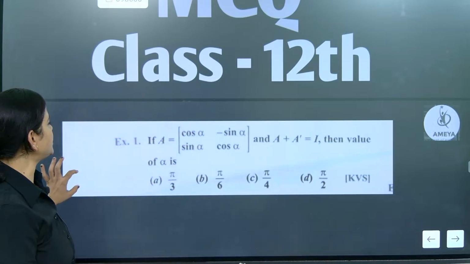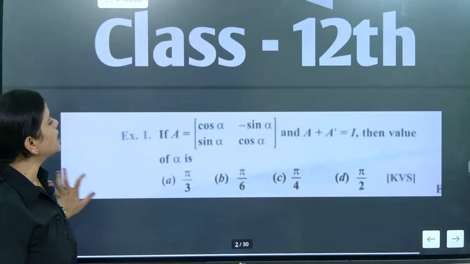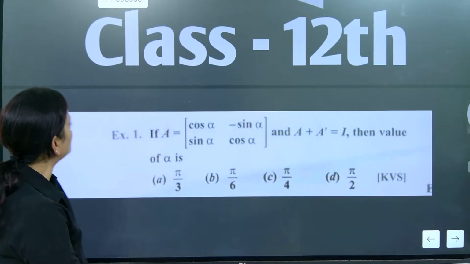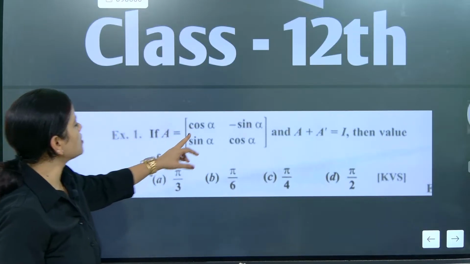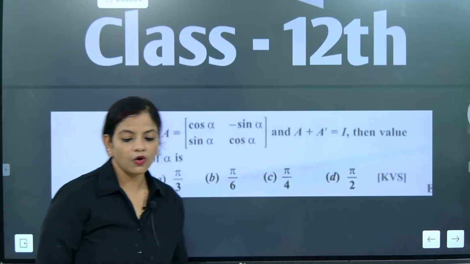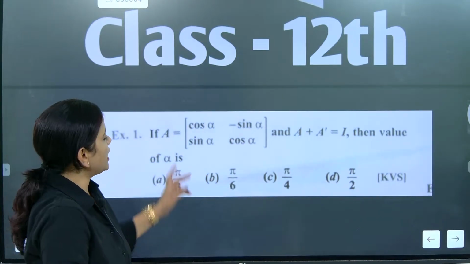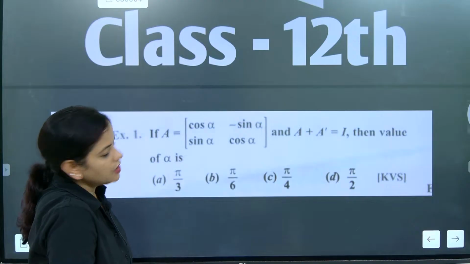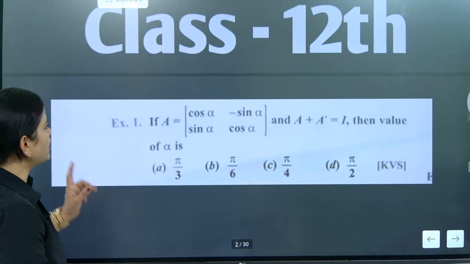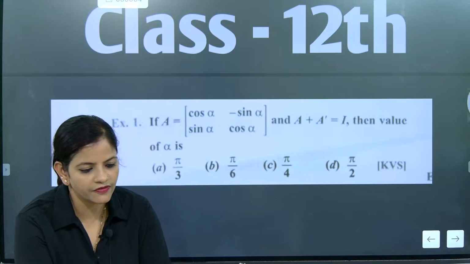Okay, without wasting time, I'll start solving the questions. The first question is: A equals the matrix cos alpha, sin alpha, minus sin alpha, cos alpha. They're asking what is the answer for A plus transpose of A. If somebody asks you this, what is the sufficient answer?